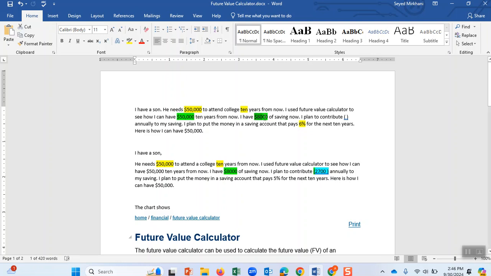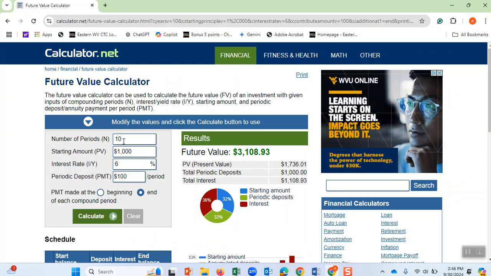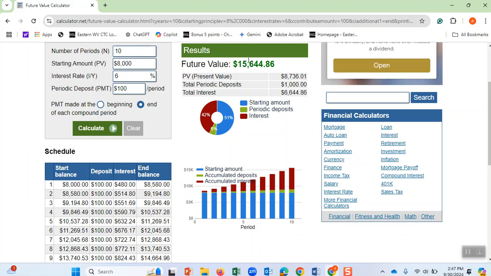You see, I have 8,000. I already know that's my initial present value. I already know how much interest the bank is going to give me, and I need $50,000. Therefore, I go here to my calculator, and I say, okay, I need $50,000 10 years from now. And I said, I originally have 8,000, and imagine I want to buy a house or send my son, and I need $50,000. If I only put $100 every year, let me assure you, it's not going to be that much. Let me calculate. It will be only 15,000.